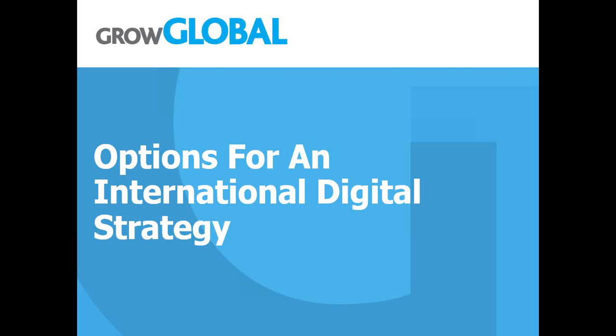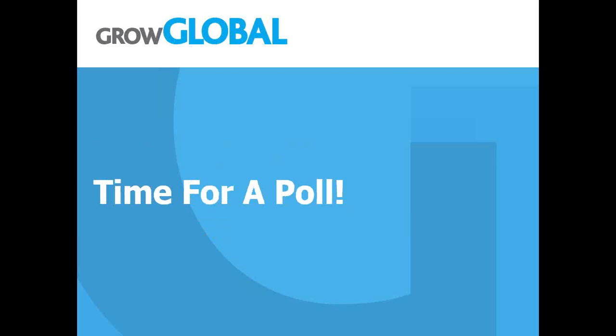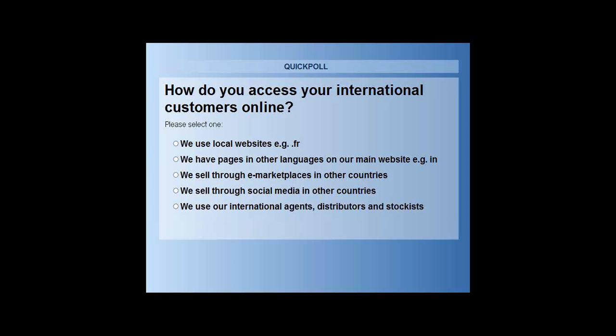Can we have the second poll, please, William? Yes, we can. So the second question is, how do you access your international customers online? The options are by using local websites, for example, .fr. You have pages in other languages on your main website. You may sell through e-marketplaces in other countries, sell through social media in other countries, or use international agents, distributors, and stockists. So I shall just leave that open for 10 seconds.